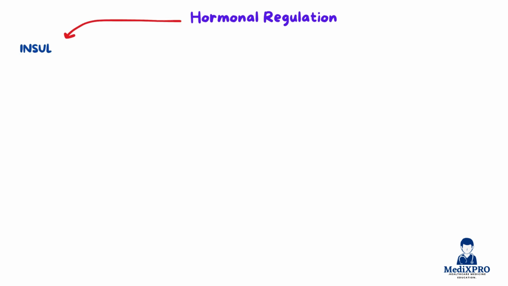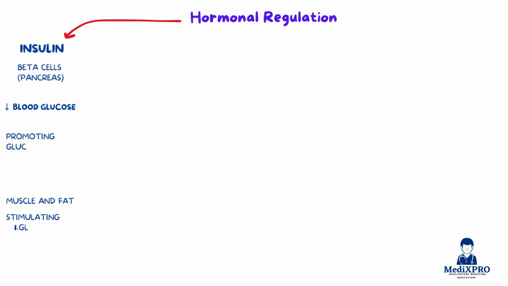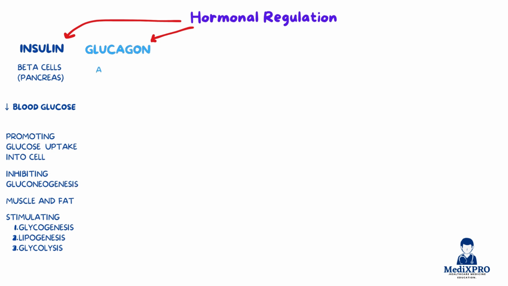Insulin, secreted by the beta cells of the pancreas, is the main anabolic hormone. It lowers blood glucose by promoting glucose uptake into cells, especially in muscle and fat, and by stimulating glycogenesis, lipogenesis, and glycolysis while inhibiting gluconeogenesis. On the other hand, glucagon, secreted by alpha cells, is catabolic. It raises blood glucose levels by stimulating glycogenolysis, gluconeogenesis, and lipolysis, especially during fasting states.